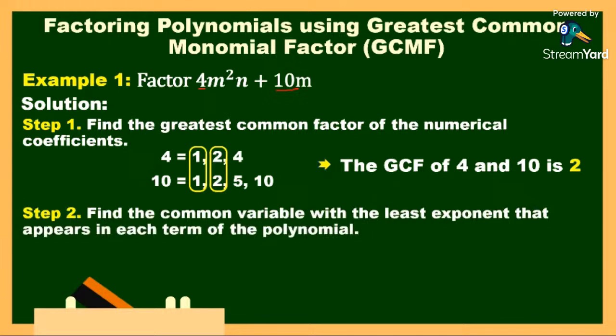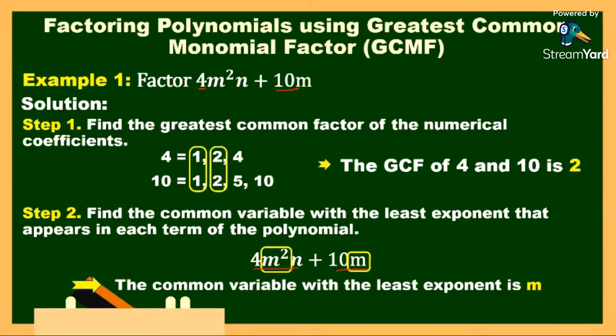Step 2, find the common variable with the least exponent that appears in each term of the polynomial. So, dito sa ating example, our first term is 4m squared n and the second term is 10m. So, hanapin natin yung parehong variable na nandoon sa ating first term at second term. And the common variable is m. Pero yung common variable dito na tinutukoy ay yung may pinakamababang exponent. So, the common variable with the least exponent is m.